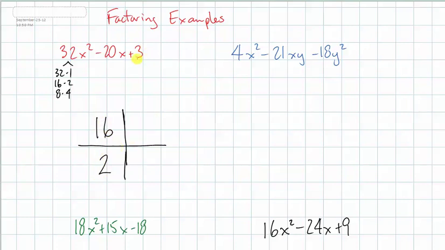Now over on the right here, I look at the number 3. That's either 1 times 3 or 3 times 1. Also notice the product is positive and the sum is negative. So the two numbers that I'm going to have to think about must both be negative in order to multiply to positive and yet give a negative sum when I check my work by foiling. So let's try negative 3 here, negative 1 here.